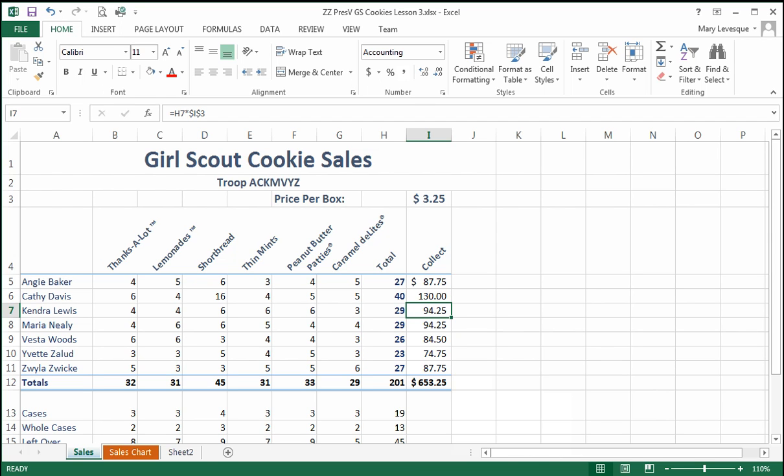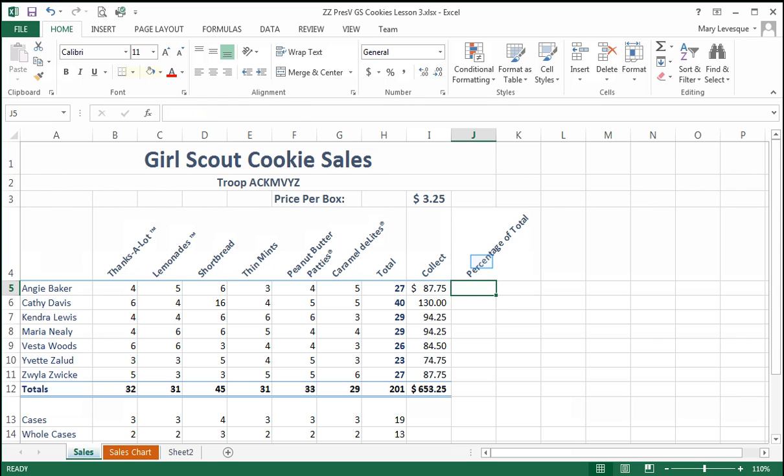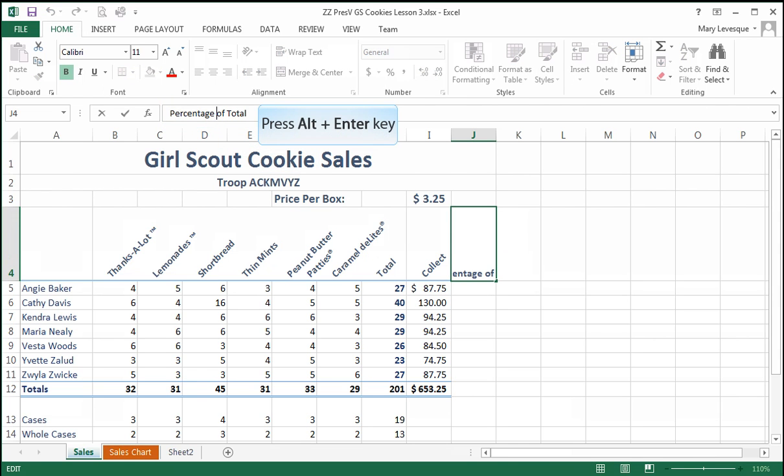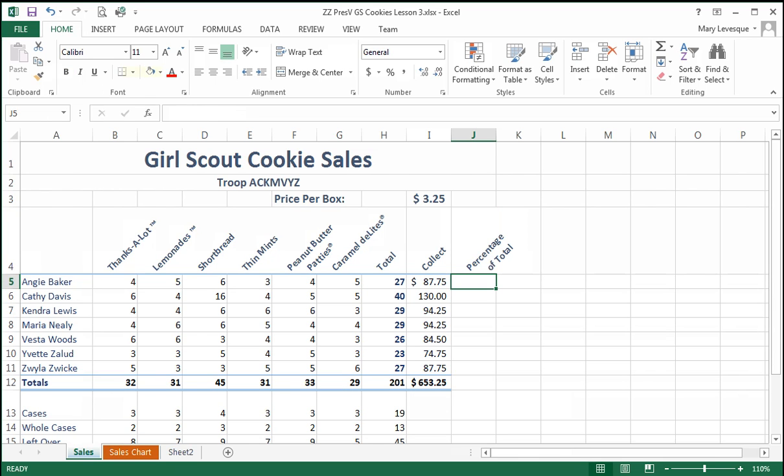The next thing we're going to do is to figure out what percentage of the total each girl contributed. So remember my little trick. Yeah, we probably want to do that manual line break thing. Remember that? Alt-Enter, Enter. A little bit better.